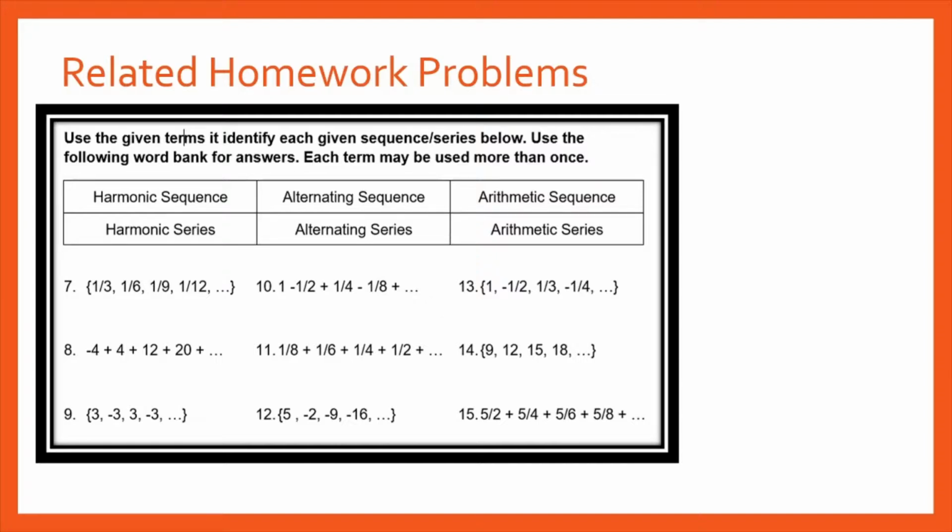Okay, so then just look at your related homework problems here. You'll see that you have a couple more problems involved in this. But what you have to do again is use the given terms in a sequence or series to identify whether you have a sequence or series, and the type. And then additionally, you can use the word bank that is given here, containing the harmonic, alternating, and arithmetic sequences and series for each of these. Note that each term may be used more than once, but the hint is that each term is used at least once. There's just 3 terms that are repeated throughout.